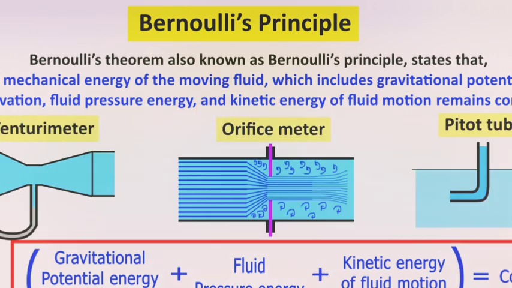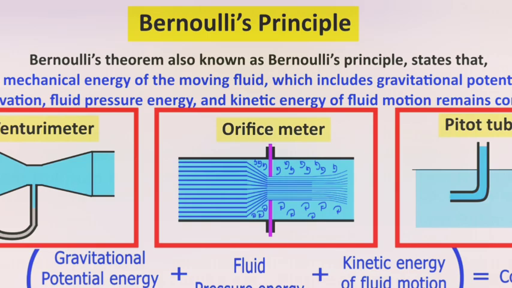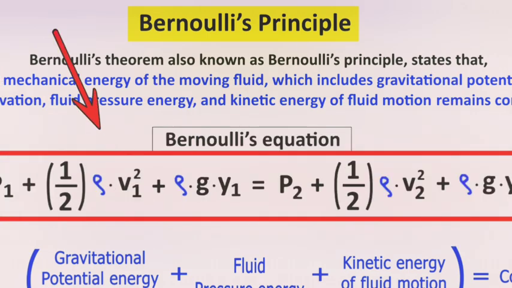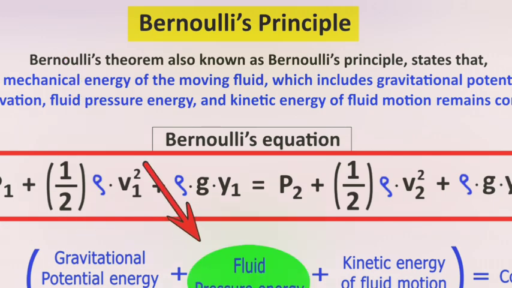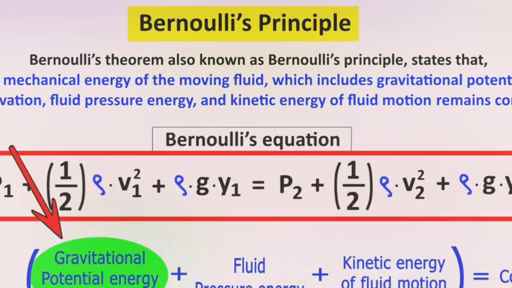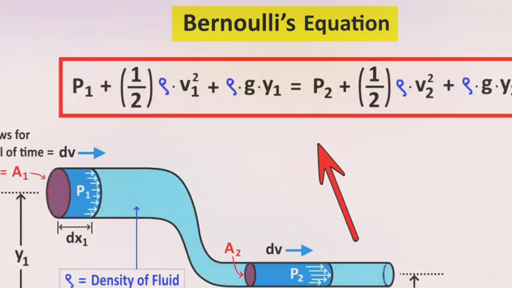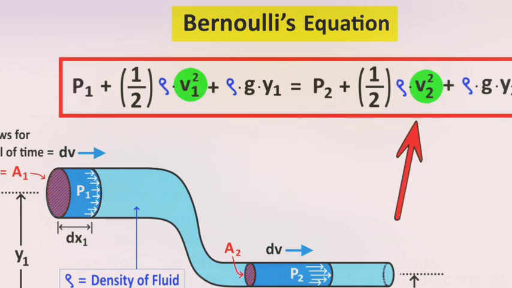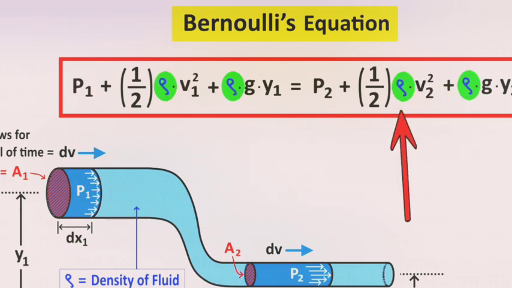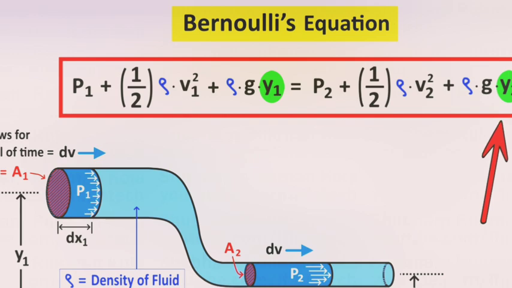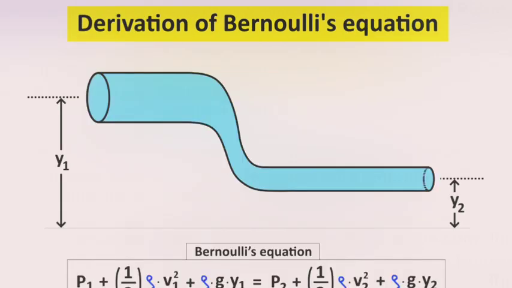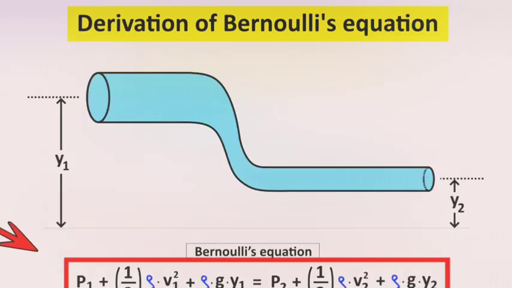The Bernoulli equation applies to various measuring devices like venturimeter, orifice meter, and pitot tube. Bernoulli's equation formula is the relationship between pressure, kinetic energy, and gravitational potential energy. So here is the formula, where P is the pressure exerted by the fluid, v is the flow speed, ρ is the density of the fluid, and y is the height from the ground. Now we will see how to derive Bernoulli's equation.